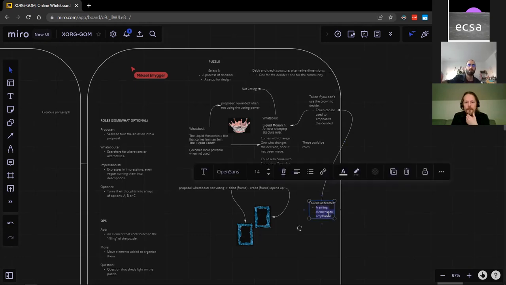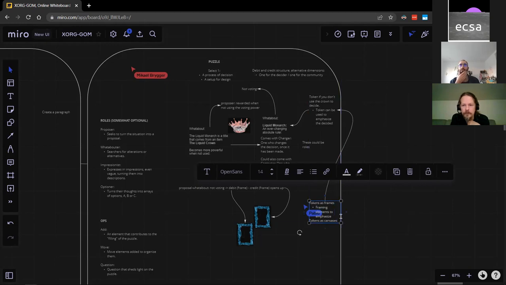I'll add that to tokens as canvases, because that's a good way of thinking about the option, and that the frame canvas is a new space. So, creating new space.